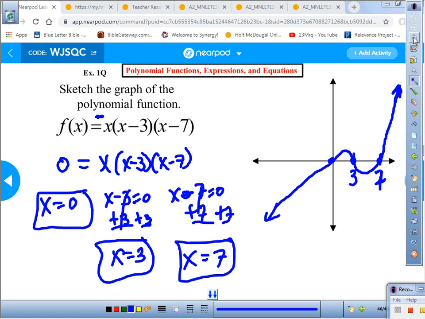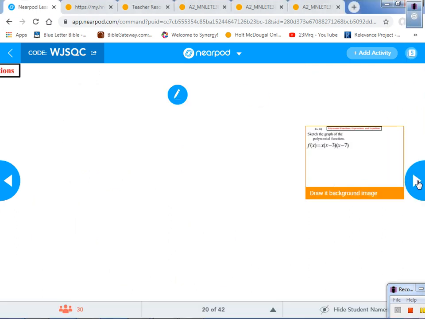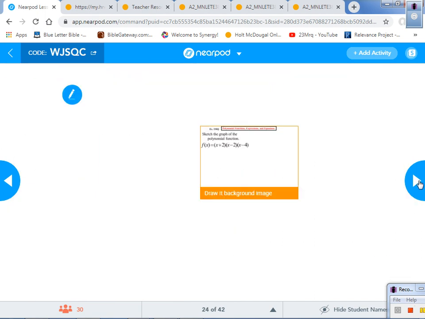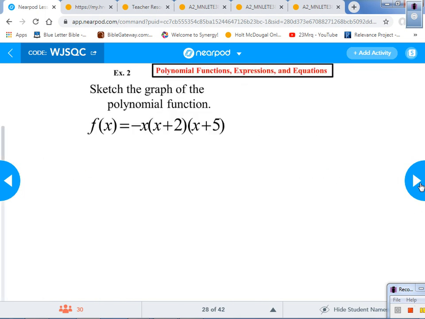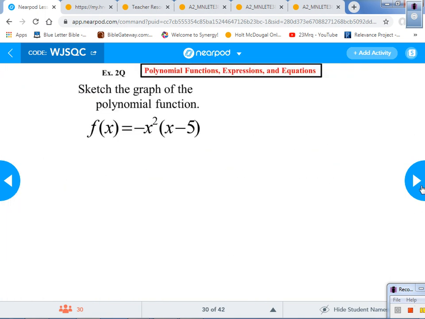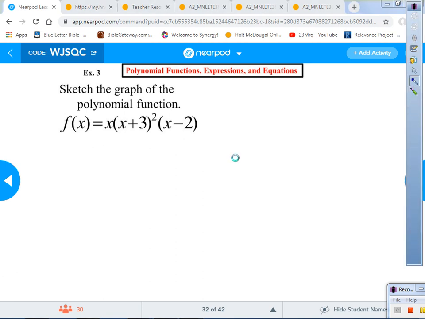All right, let's crank it up a notch. Oh, snap. Copy this, not that one. This one. Example 3. Hurry up, hurry up. Oh, snap. Do this one together.